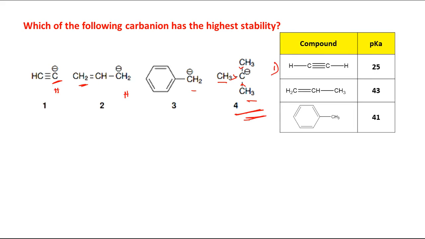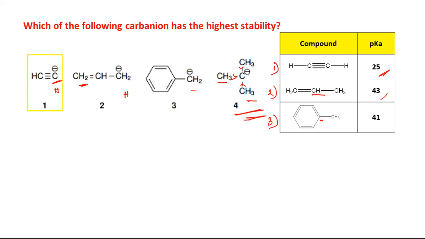So from the first carbanion, if you add one hydrogen, you will get this species, that is basically acetylene. Then we will have the second species, and the third one, that is toluene. So if you look at the pKa value, obviously the first species is the most stable, but that is fine. But what about the other two? So in this case, this carbon is sp2, here also this is sp2. In both cases resonance is possible, right?